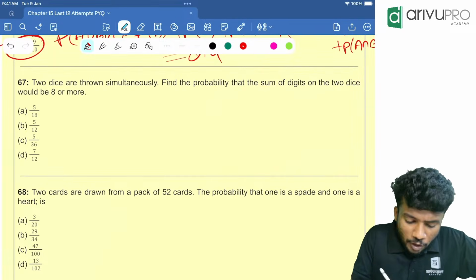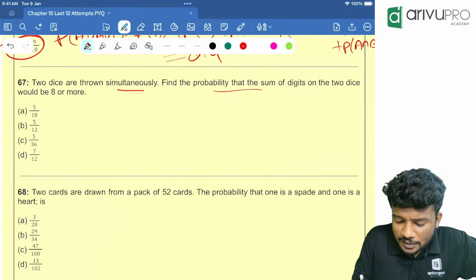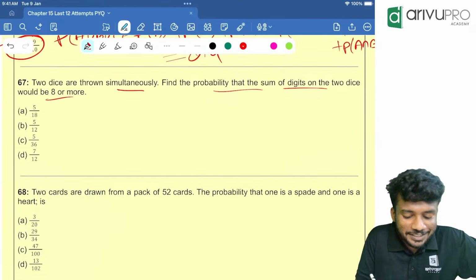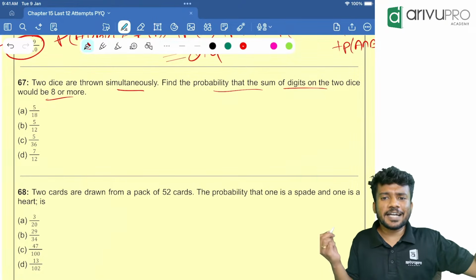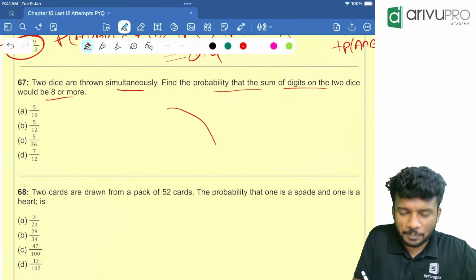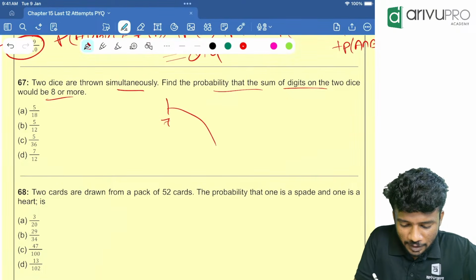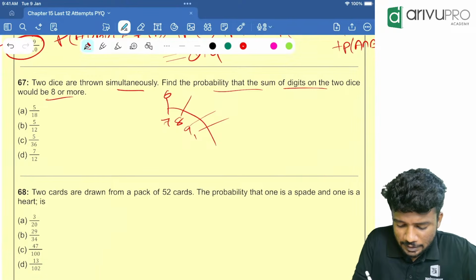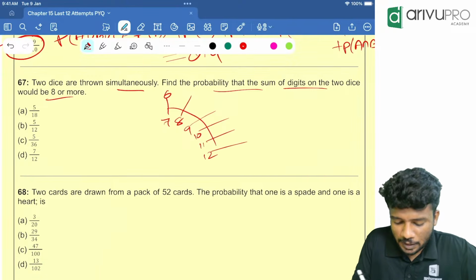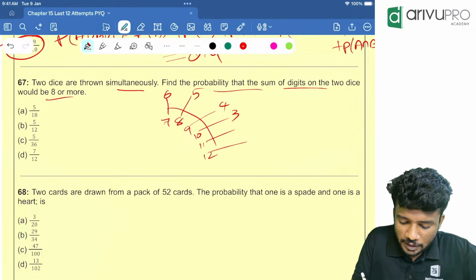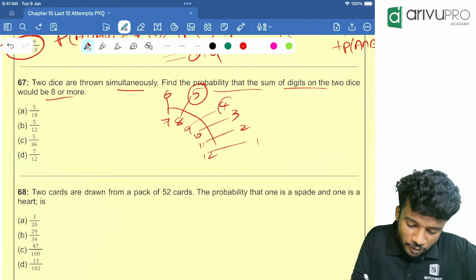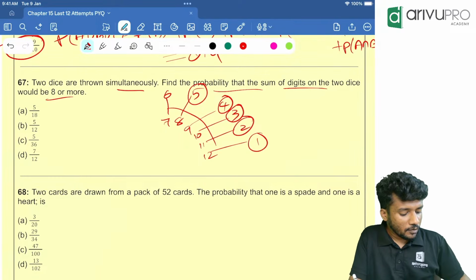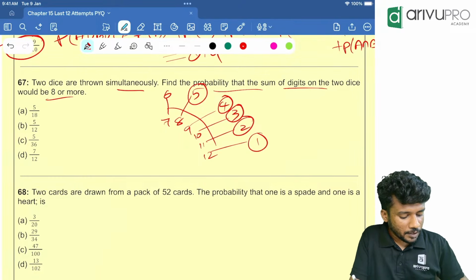Now the next question. 2 dice are thrown simultaneously. Find the probability that sum of the digits on the 2 dice would be 8 or more. Very easy. 8 or more means what? Remember our arc. 7 is in the middle. 6 is here. Then 8, 9, 10, 11, 12. So 5, 4, 3, 2, 1. So 8 or more means 5 plus 4 plus 3 plus 2 plus 1.